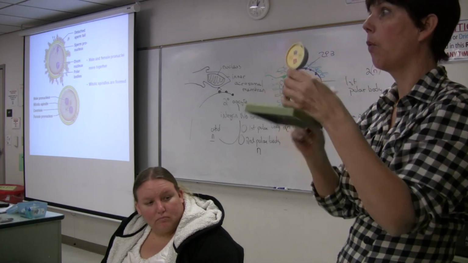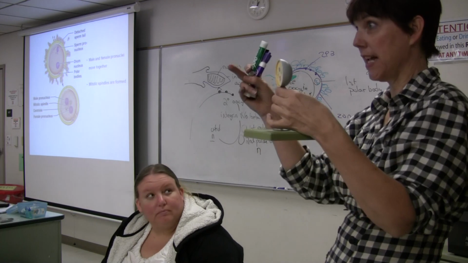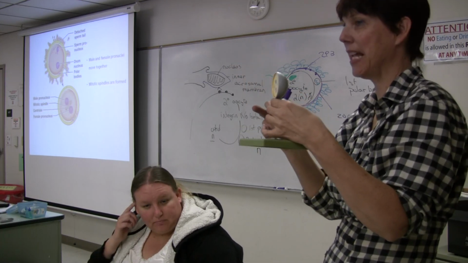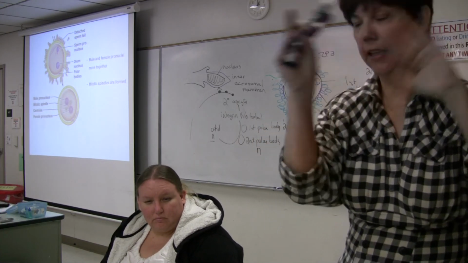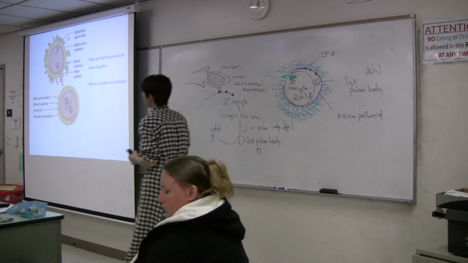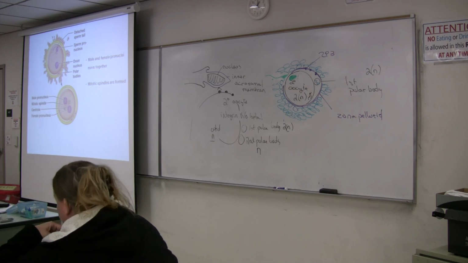Okay? Where is this taking place? In the oviduct, in the ampulla of the oviduct. Okay, good. Now, we'll come back to the divisions a little bit later. Let's go back to the time of fertilization. And I'm on page 122.